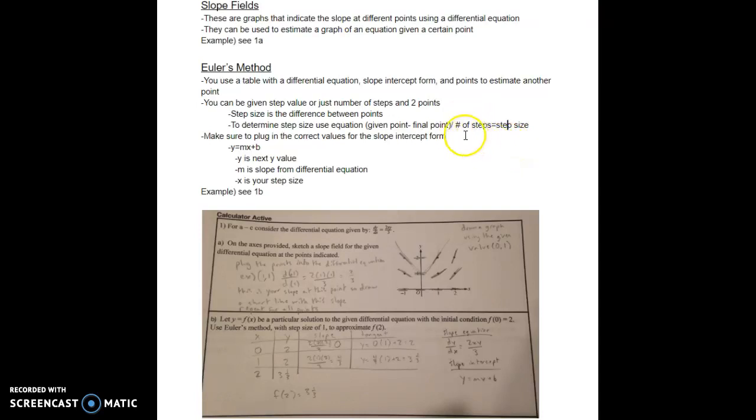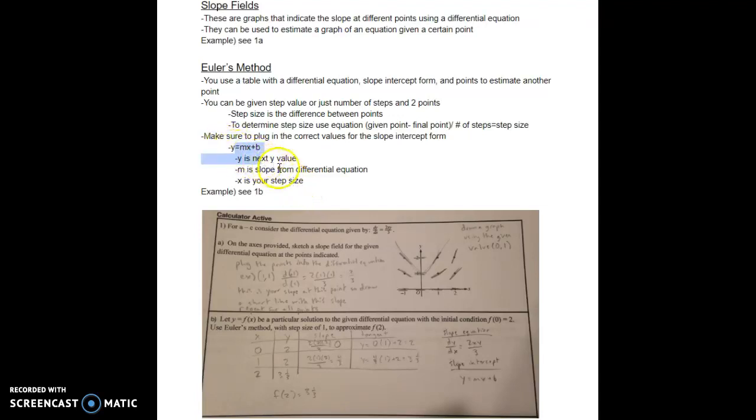For this one, the final point is f(2), and the given point, the initial condition, is f(0). So 2 minus 0 is 2, divided by the number of steps it wants us to use, which let's say is 2, and that is 1, and you get the step size. One thing to remember is to make sure you plug in the correct values for the slope-intercept form, and you bring your y down to the next row correctly. Not only plug in the correct values for slope-intercept, but also for the slope from your differential equation, because plugging in values is really important for this method.